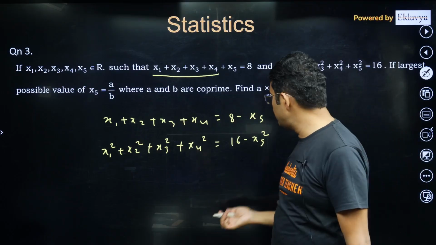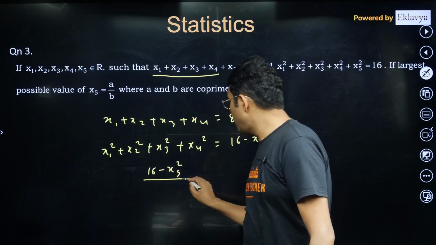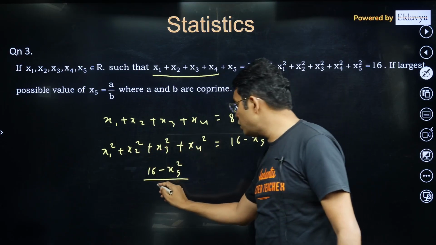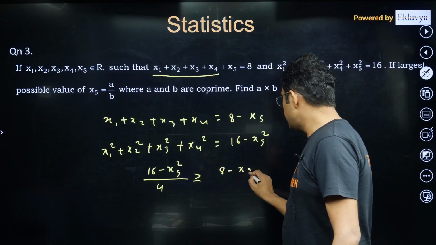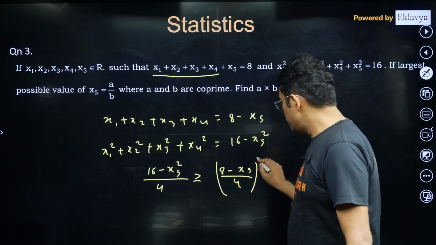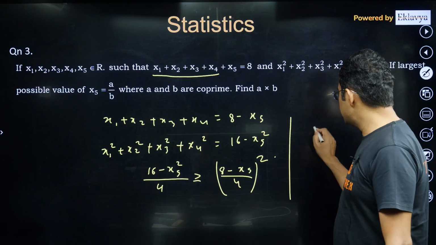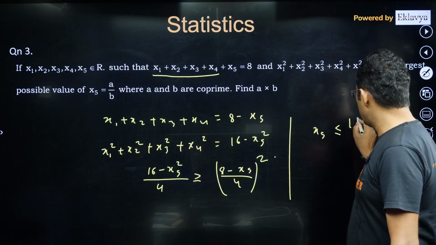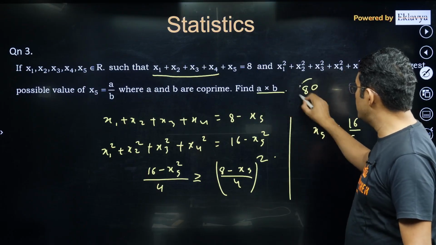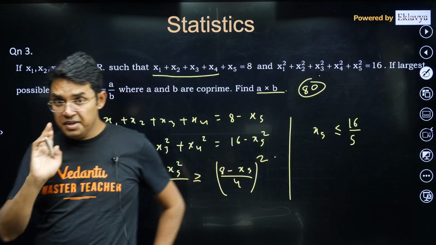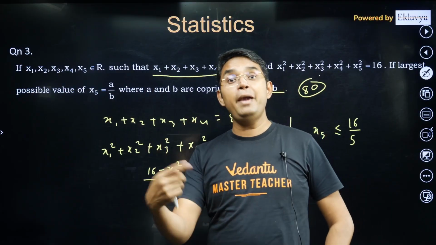Now the same thing you just have to apply. This 16 minus x5 square, upon the number of data, which is 4, has to be greater than or equal to (8 minus x5 upon 4) whole square. You just need to solve this inequality and you will get your answer. I think this x5 comes out to be less than or equal to 16 upon 5. You can check. Dear students, you have used AM-GM, you have used AM-GM-HM also.